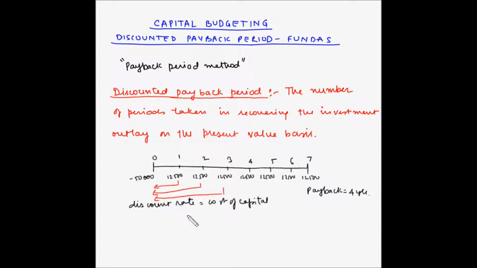So now, as we know, the discounted payback period is the number of periods taken in recovering the investment outlay on the present value basis. So first, let's find out the present value of the cash inflow at 10% discount rate. So for each of the cash flows, we have to find out what will be the present value of the cash inflows. Now, let's say we take the first cash inflow of 12,500. Now let's say this is PV1, which is the discounted value of the 12,500 rupees cash inflow.